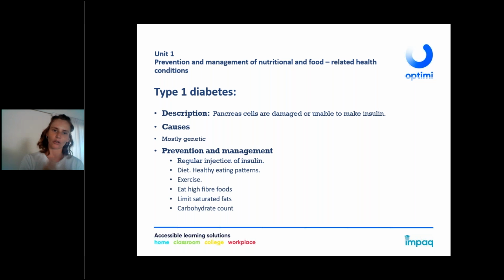So you need to be in control of the amount of glucose that you give your body because your body cannot control that glucose. So that's a nice way of remembering type 1 is the one where you need to have control over it because your body doesn't have control over it.